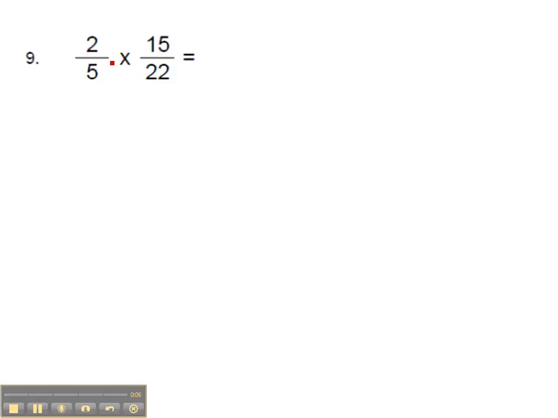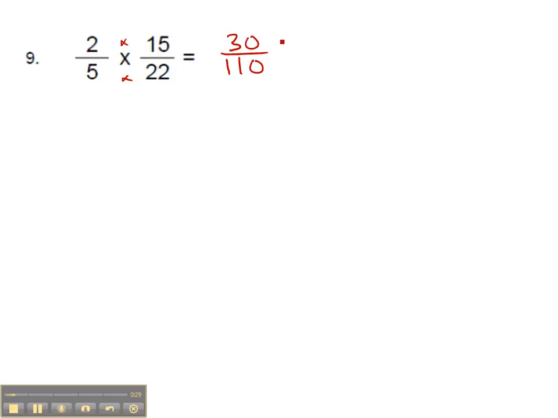Problem number 9 on your homework is multiplication of two fractions, 2/5 times 15/22. We learned that to multiply fractions, we multiply numerator times numerator, denominator times denominator, or top times top, and bottom times bottom. 2 times 15 is 30, and 5 times 22 is 110.